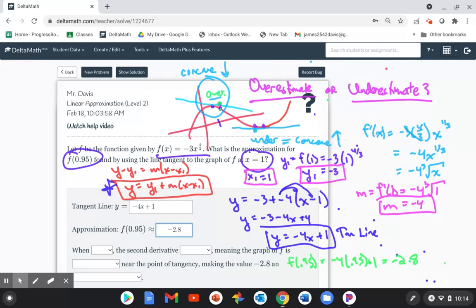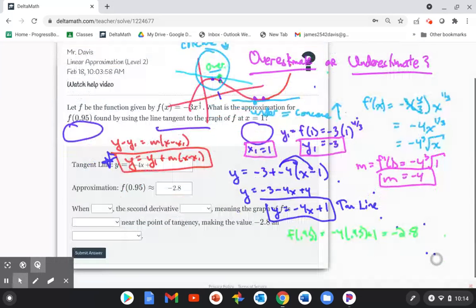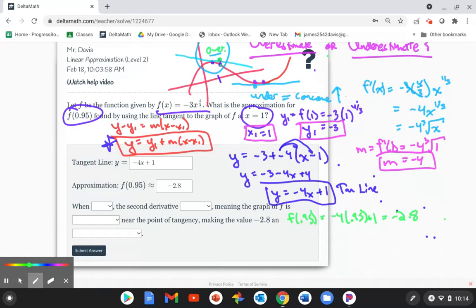All right, now next question. So this is all we've done basically on the previous one, right? Next question says when, then we have a drop-down box. This one, it says when x is either greater than 0 or x is less than 0. So basically, we're just going to look at the x value and determine if it was greater than 0 or less than 0. Our x was 1, right? X equaled 1. So it's going to be greater than 0. So we're going to select that.